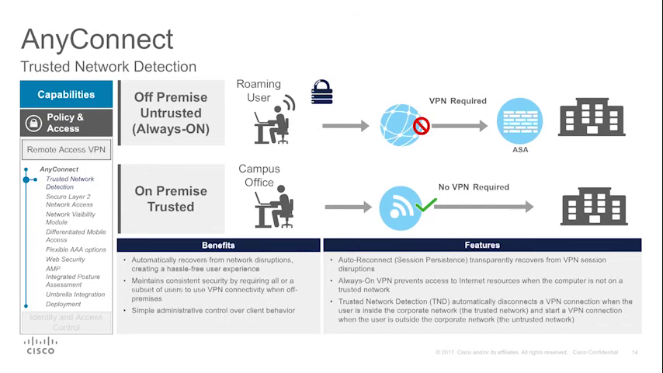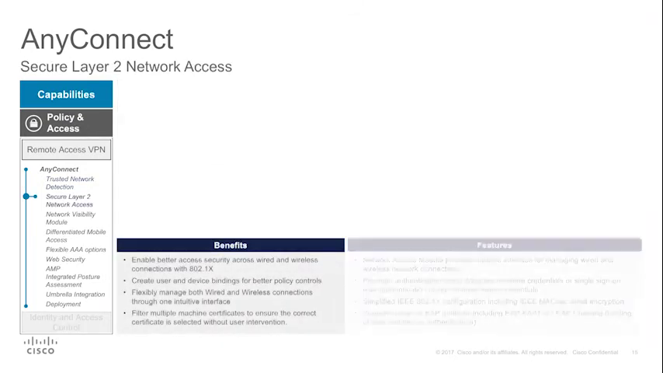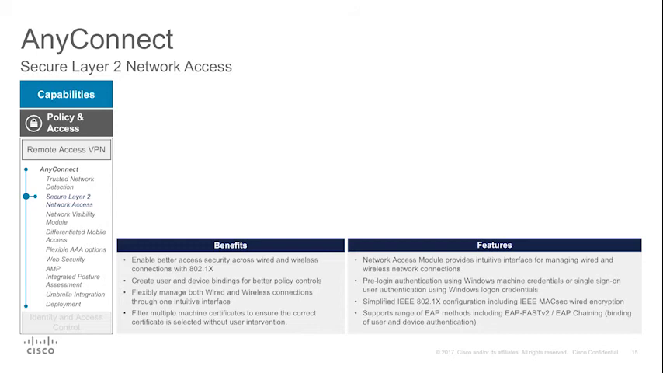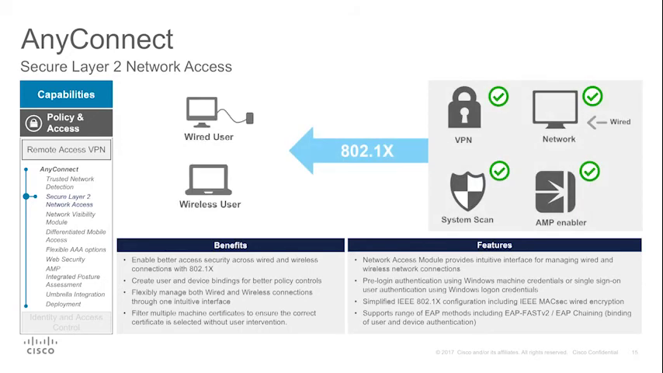AnyConnect also provides superior connectivity features. With secure Layer 2 network access, customers can filter multiple machine certificates to ensure the correct certificate is selected without user intervention. This provides better access security across wired and wireless connection, which can be managed through a single intuitive interface. The AnyConnect Network Access Manager also provides superior connectivity features. Administrators can control which networks or resources that endpoints can connect to. It provides mechanisms enabling authentication, authorization, and accounting capabilities, along with some unique encryption technologies.